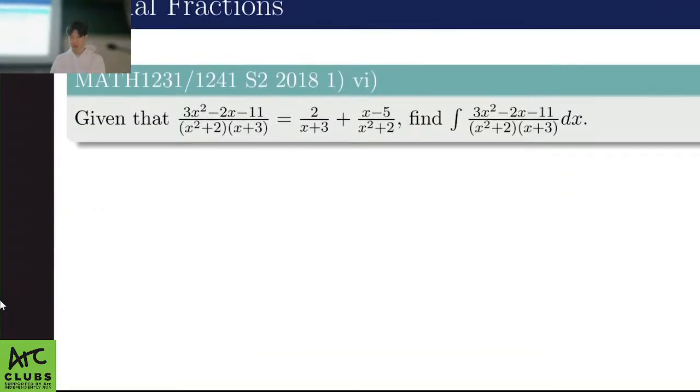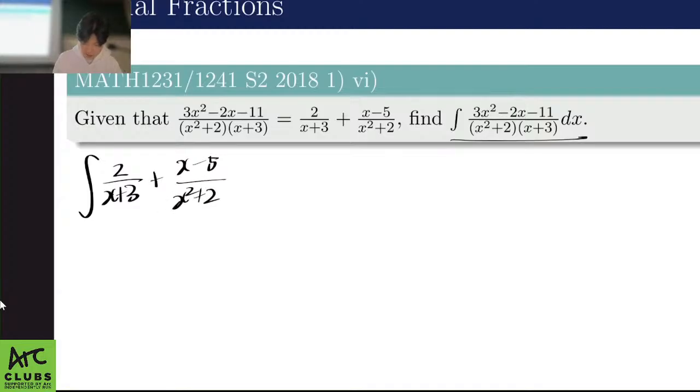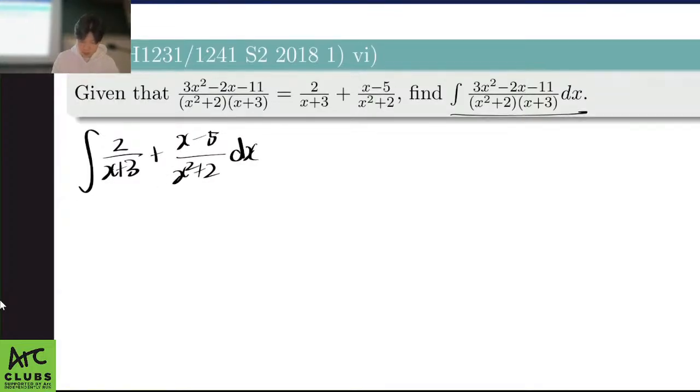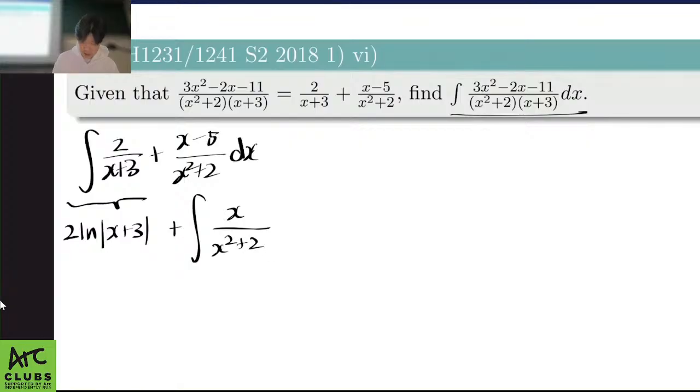Now we have another thing called partial fractions. Now we're given this partial fraction decomposition to find this integral here. So that means that integral is going to be the integral of 2 over x plus 3 plus x minus 5 on x squared plus 2 dx. So this on the left is just a simple 2 ln of x plus 3. However, the integral on the right, I have to split it into x on x squared plus 2 minus 5 on x squared plus 2 dx.